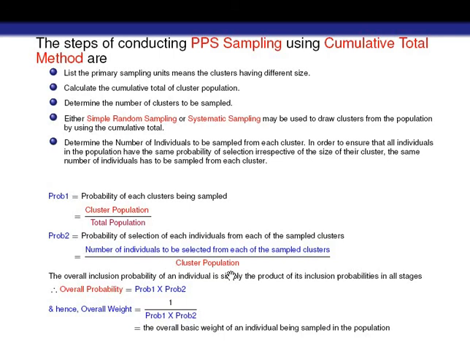Okay, so by using these two probabilities we can calculate the overall probability, and this is nothing but the multiplication of these two probabilities. This overall probability tells us the overall chance of an individual being selected in the sample in case of probability proportional to size sampling. And this overall weight tells us how much weight is given to each individual in the population of being selected in our sample. We will see all these calculations in our example, so there will be no confusion after watching this.